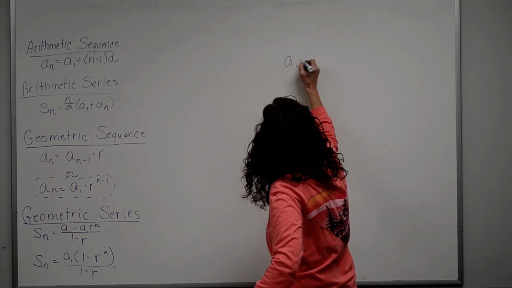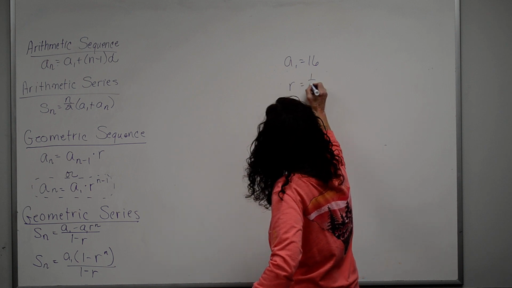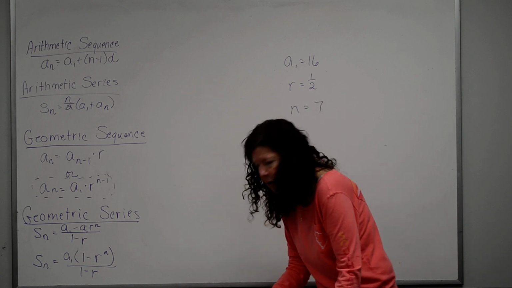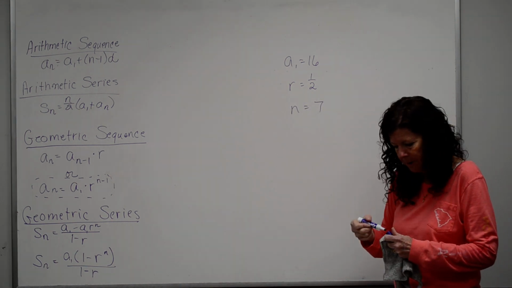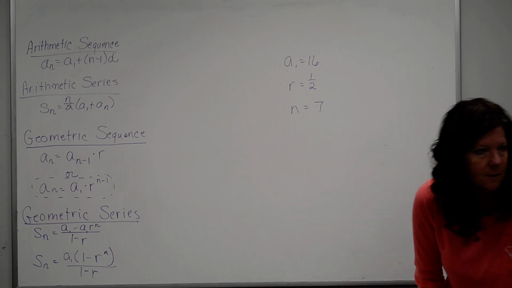All right, try one. a sub 1 is equal to 16, r equals 1/2, and n equals 7. So you're going to find the sum of the first 7 terms in this geometric sequence. Go ahead, you can leave it as a decimal or a fraction.